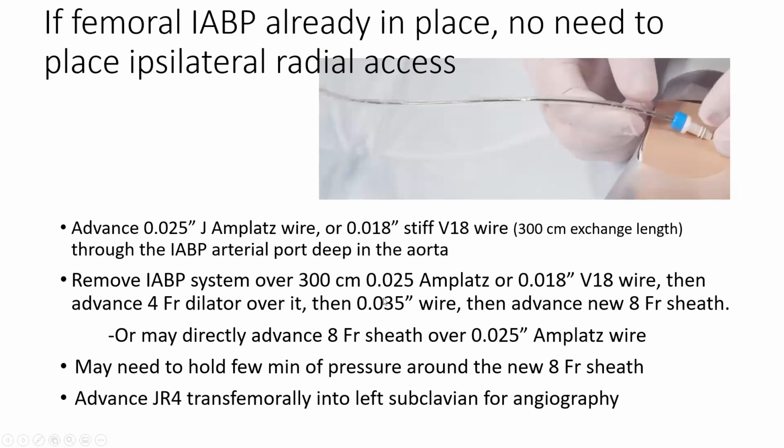Now, keep in mind, even when you do this, the hole created by removing the balloon pump system is a little bigger than 8 French sheath because of the wing of that flared balloon coming out. It may create tears in that arteriotomy, making it bigger than 8 French. So you may need to hold a few minutes of pressure around the new 8 French sheath, or if you keep oozing, you may need to put a 9 French or a 10 French sheath. But hopefully you try to keep it 8 French with manual pressure if needed around it for a few minutes. Then through that 8 French, you advance a JR4 transfemorally, and you use that for left subclavian angiography.